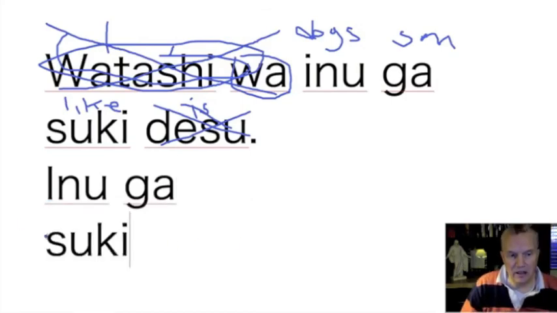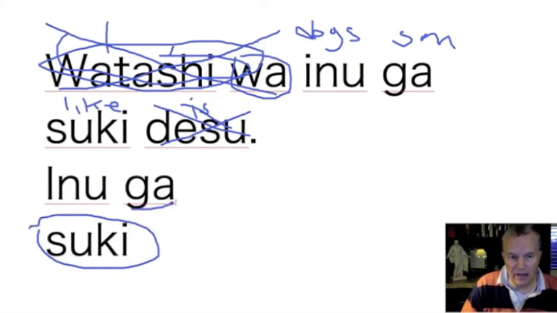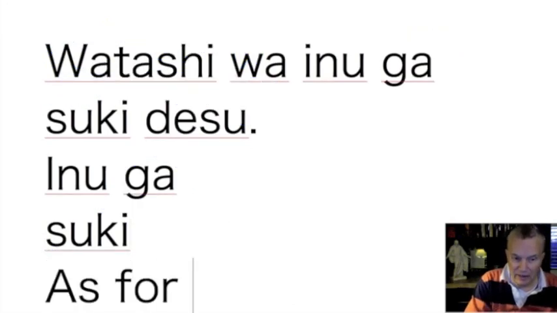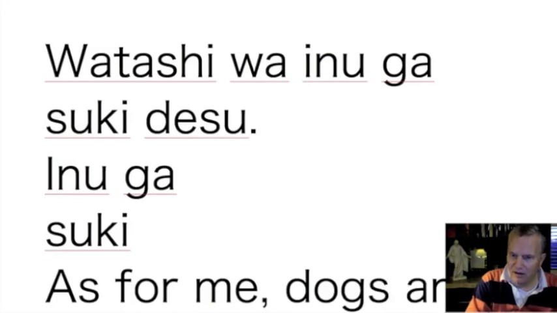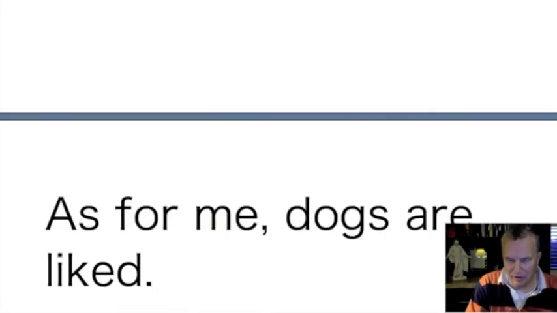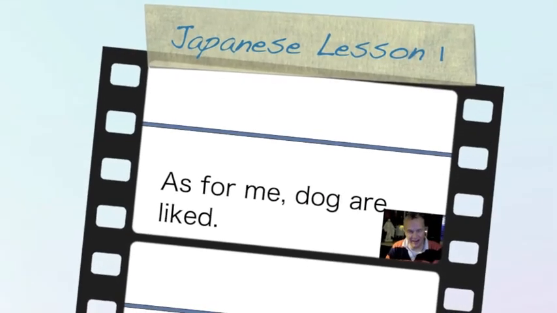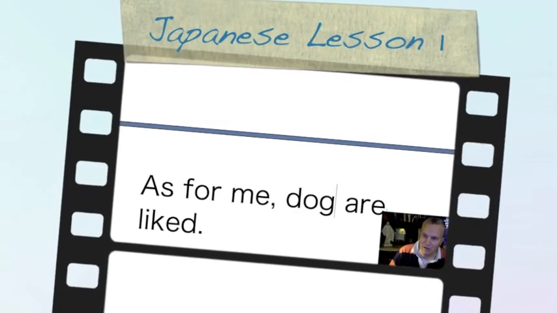The word suki in Japanese is more like an adjective than a verb, and that's why it takes a subject marker rather than an object marker. It's kind of like saying, as for me, dogs are liked. I know that sounds strange, but that's, dog are liked. Yeah, it's not even plural. So this is the kind of adjustment you need in your thinking to learn Japanese. Okay, and I know I've made it sound a whole lot more complicated than this.